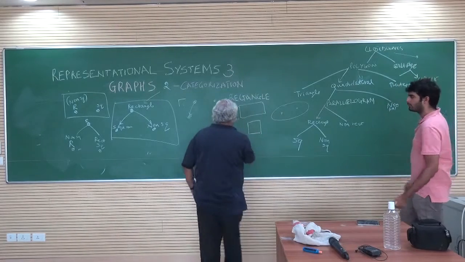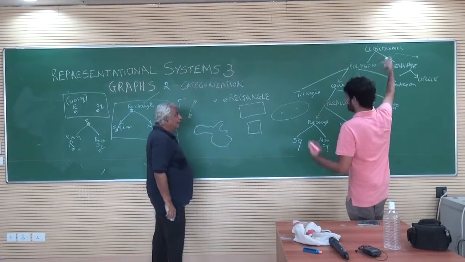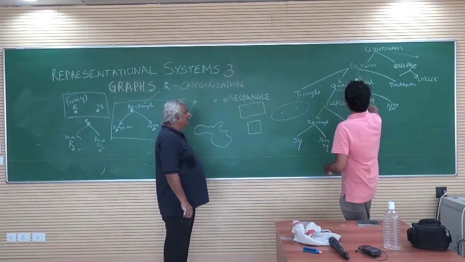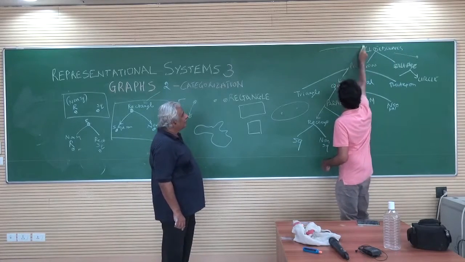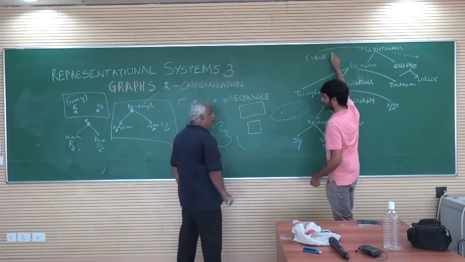So what about this? That would be one type of closed curve. Irregular. Somewhere there. Now you could even go, what about just curves? Something like this. Not closed.